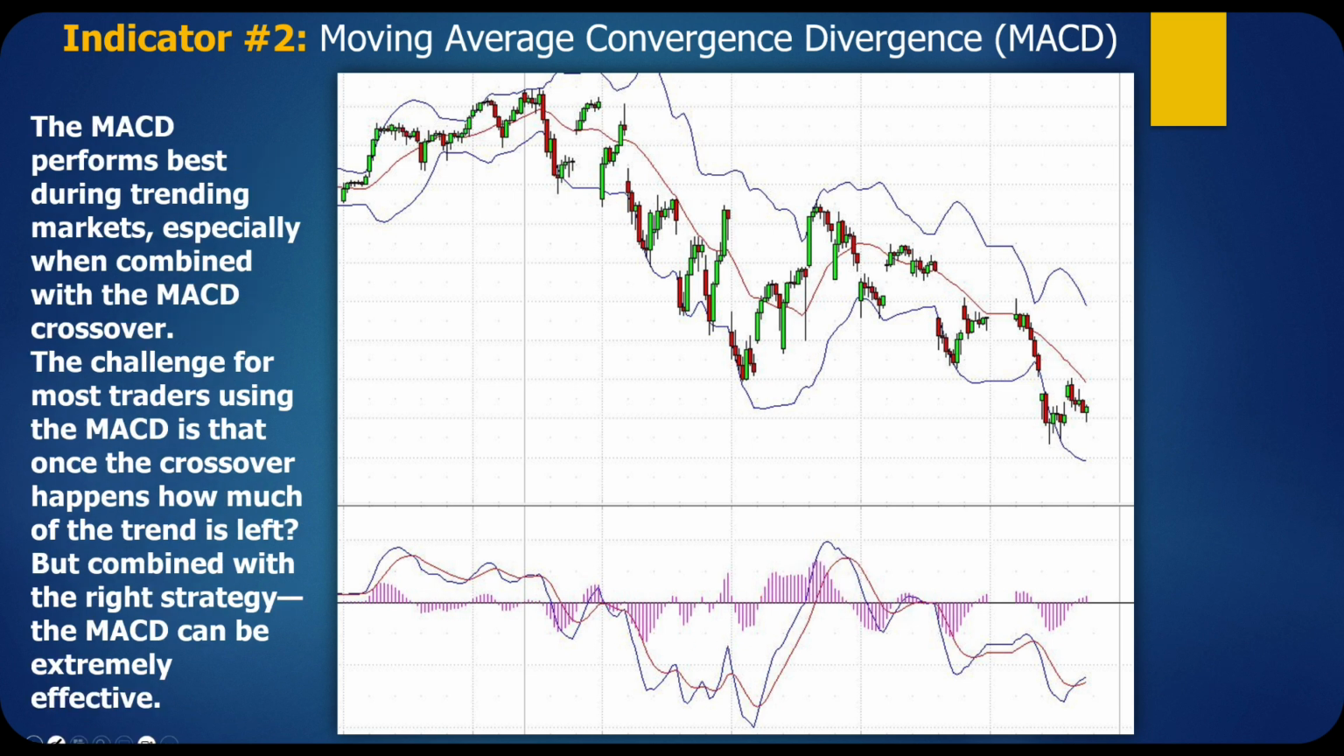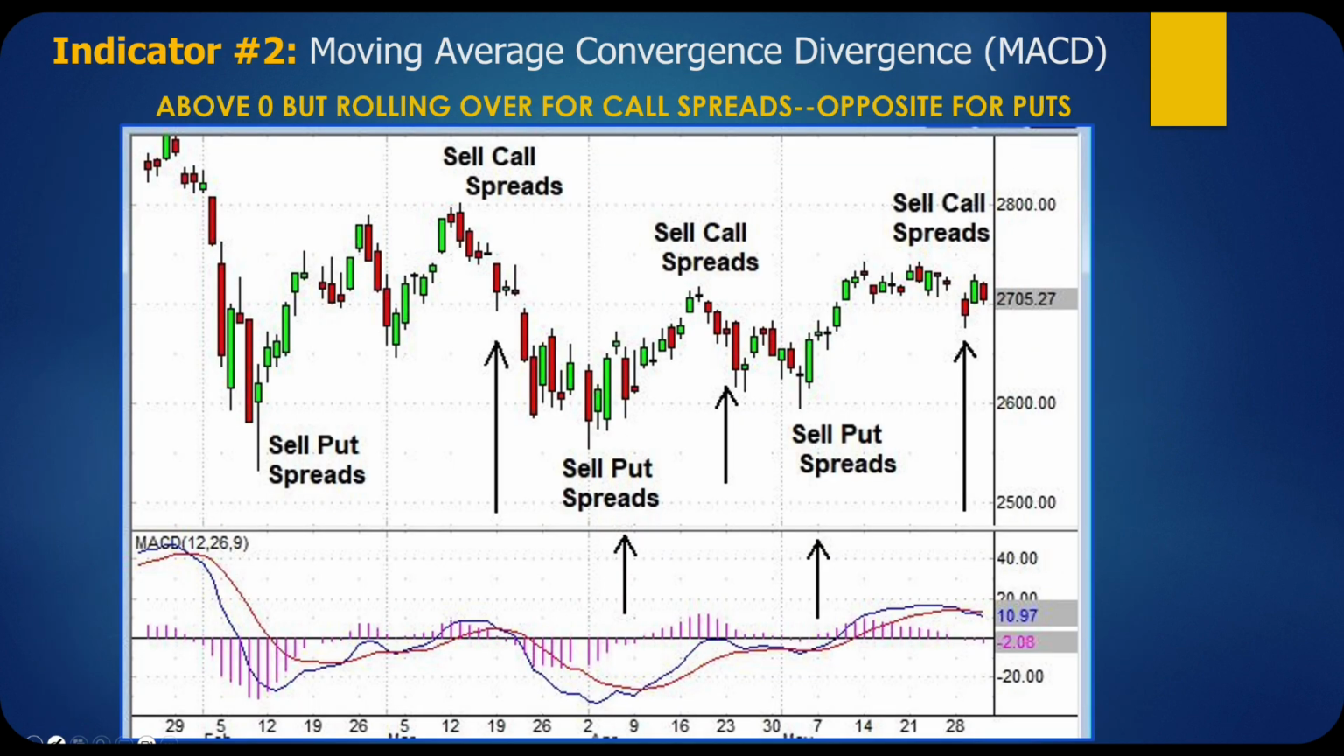The MACD performs best during trending markets. Fortunately, the market is trending most of the time, either up or down, especially when combined with the MACD crossover. The challenge for most traders using the MACD is that once the crossover happens, how much of the trend is left? So that's what we just talked about. But combined with the right strategy, the MACD can be extremely effective. And that's why I like to go a little bit more towards the histogram than the actual crossovers.